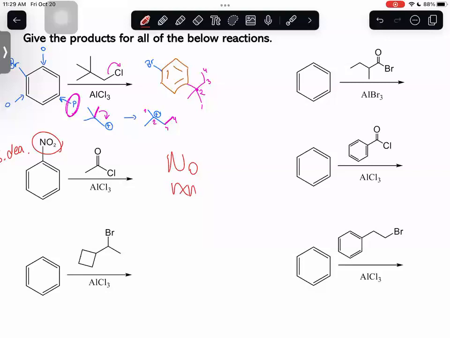I guess I'm just making sure, can I move this right here with the highlighter? No. No. So rearrangements are only going to happen with alkylations, not with acylations.